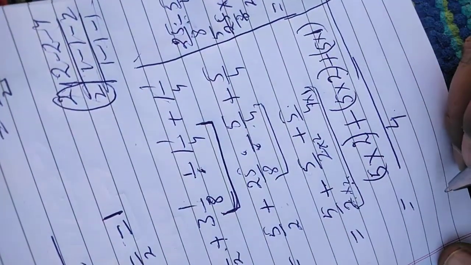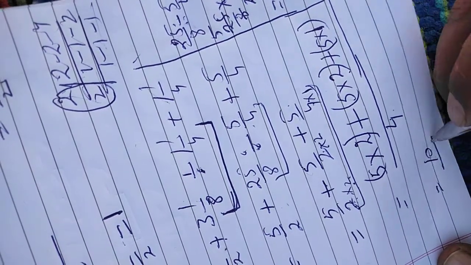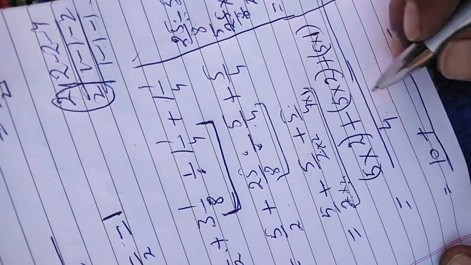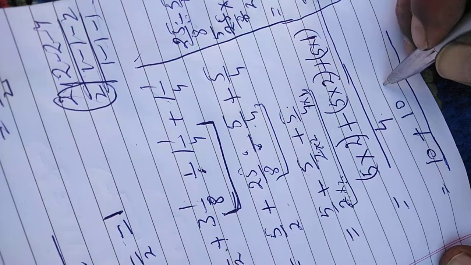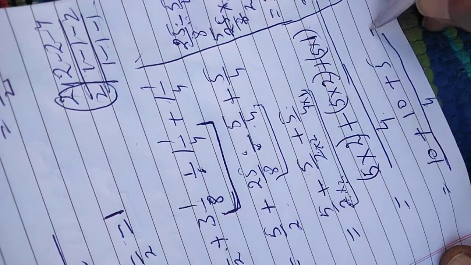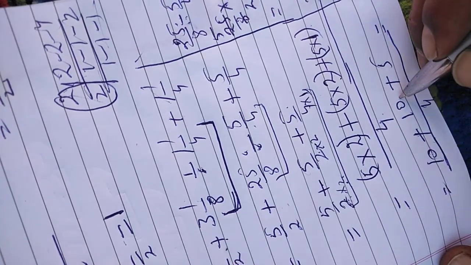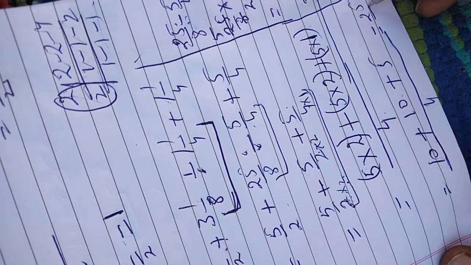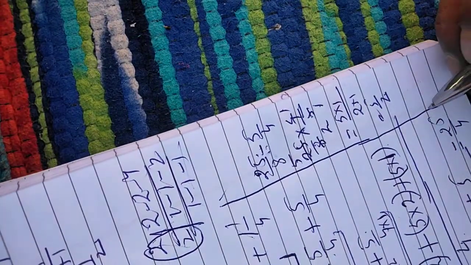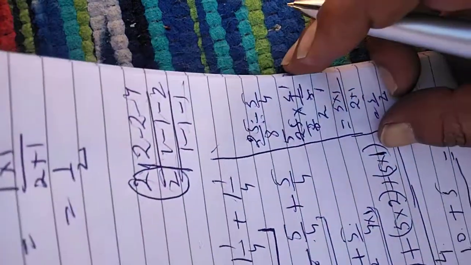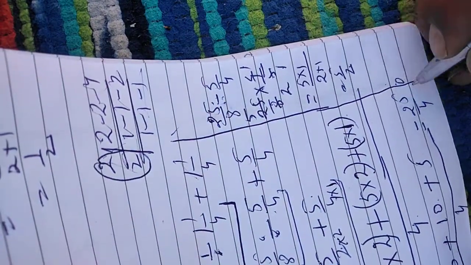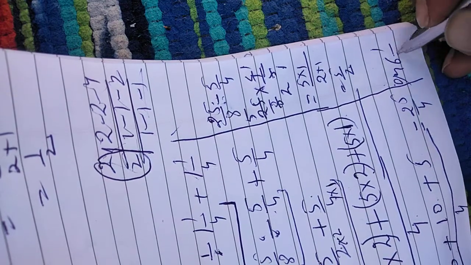Okay, so what do you get now? 5 2s are 10 plus 5 2s are 10 plus 5 1s are 5 upon 4. So add this one. 10 plus 10 is 20, plus 5 is 25 upon 4. Or your answer is the mixed number 6 whole 1 by 4.